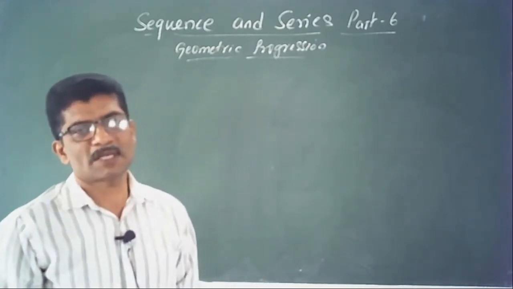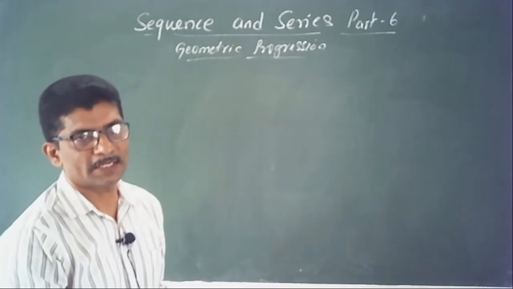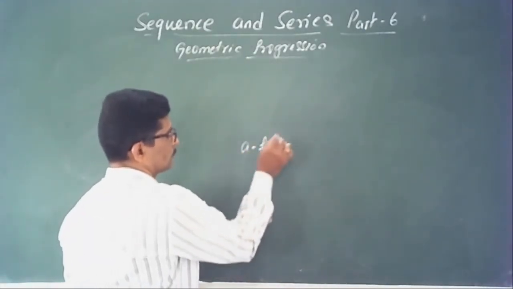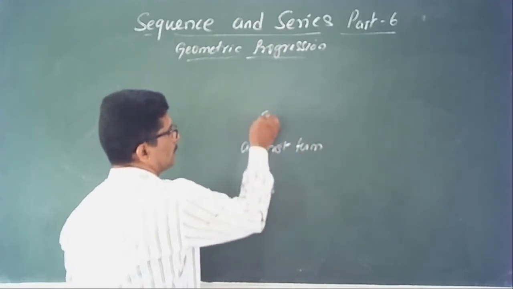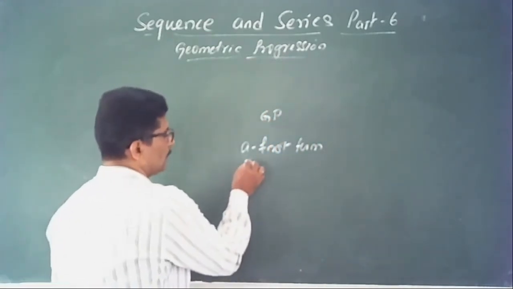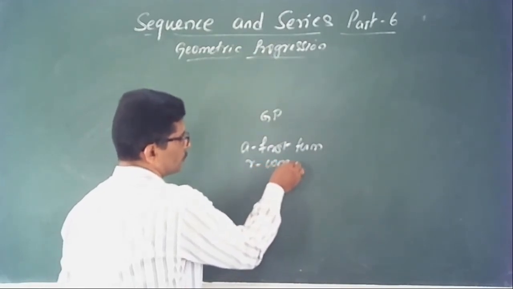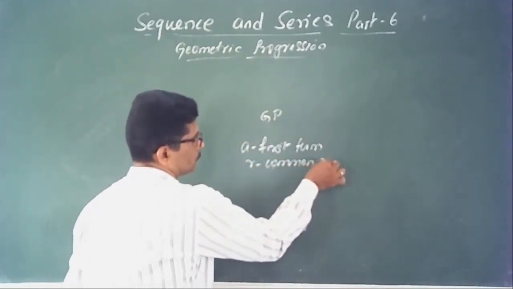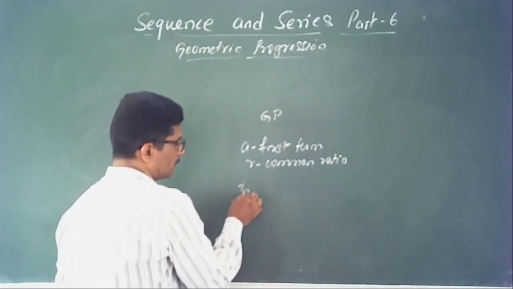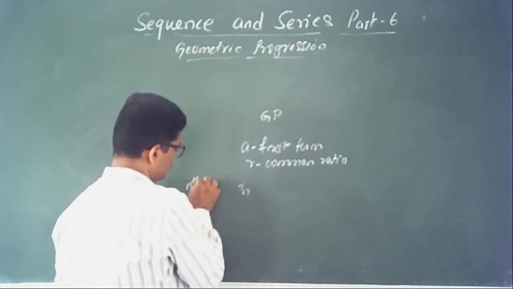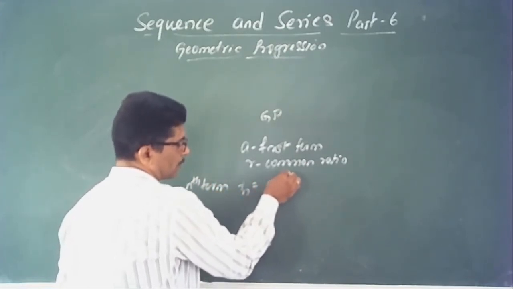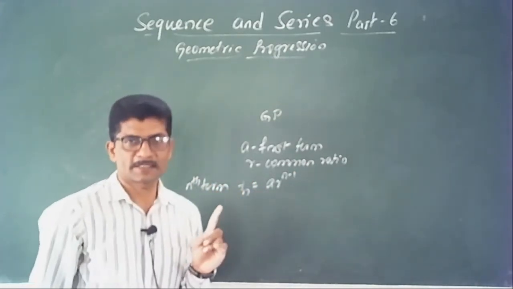The problems are very simple. You know that in a GP, a is the first term and r is the common ratio. Then Tn is the nth term, and the nth term is Tn equals a into r raised to n minus 1.